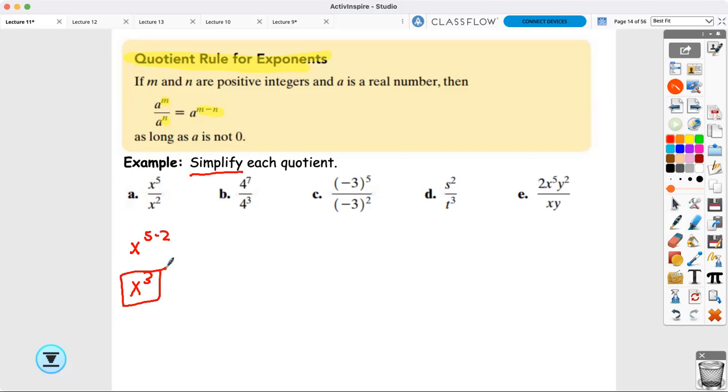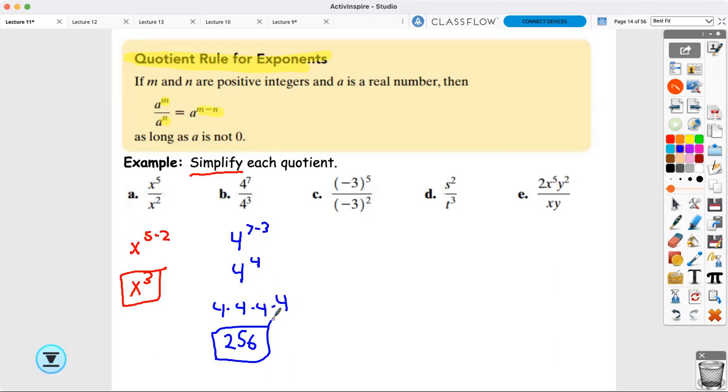Let's take a look at B. 4 to the 7th over 4 to the 3rd power. So it's a quotient rule, right? So it's gonna be 4 to the 7th minus 3, which is 4 to the 4th power, which is a number, so we can simplify again. So it'll be 4 times 4 times 4 times 4, which is 16 times 16, which is 256. And we're done.